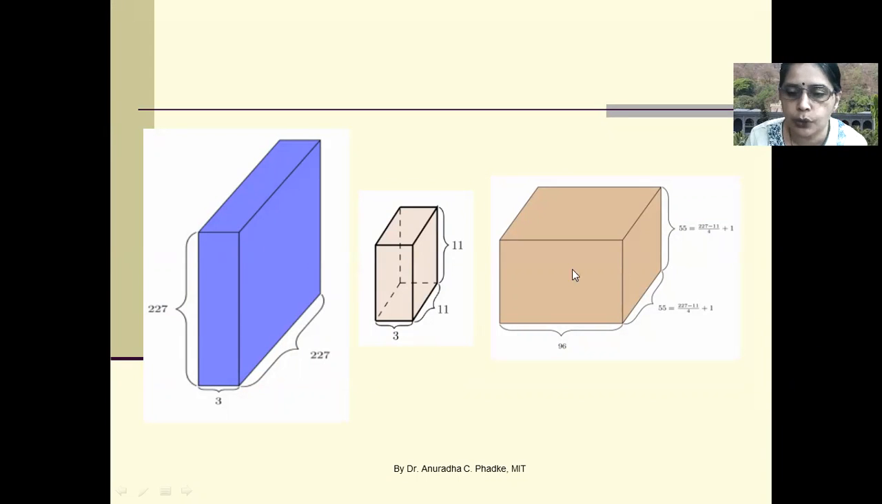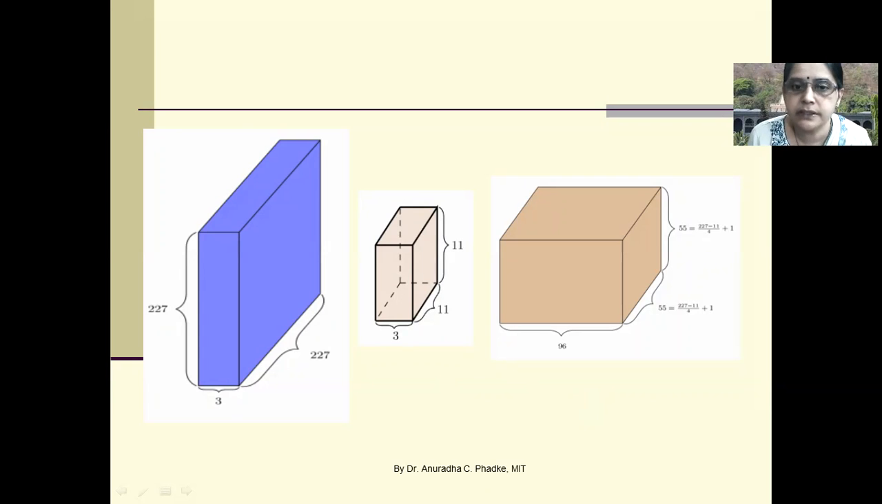The same is shown here as an image. 227 by 227 by 3 is your input. We are applying a filter of size 11 by 11 by 3, because we are applying this 11 by 11 filter for all 3 layers. This is the resultant output, 55 by 55, and there are 96 such filters, and every 55 by 55 is further multiplied by 3 to represent the 3 layers in the input image.